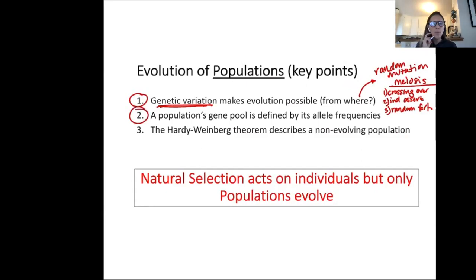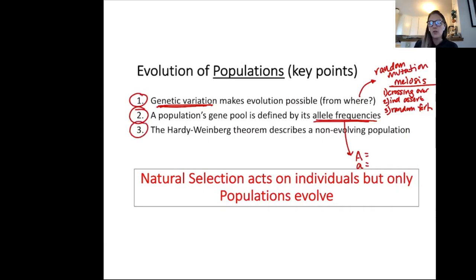2, a population's gene pool is defined by its allele frequencies. So we're going to be dealing a lot with calculating allele frequencies. In other words, what is the percent of big A's versus the percent of little a's for a particular gene? Those are kind of the allele frequencies.